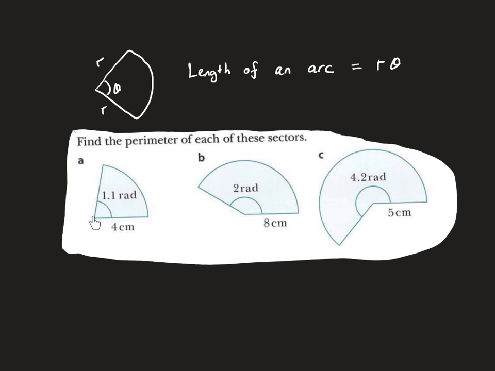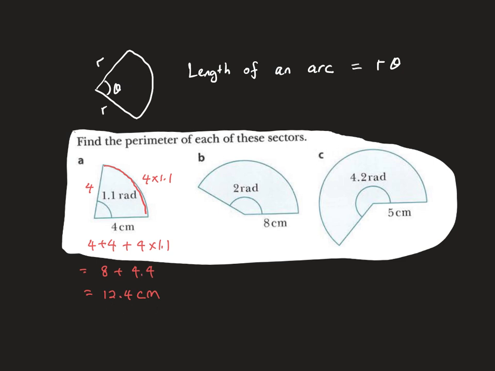Now the perimeter will be this radius plus this radius and the arc length. So the arc length for this one is 4 times 1.1, and this is a 4. So the perimeter will be 4 plus 4 plus 4 times 1.1. Okay, so altogether it will be 8 plus 4.4, equal to 12.4 centimeters.